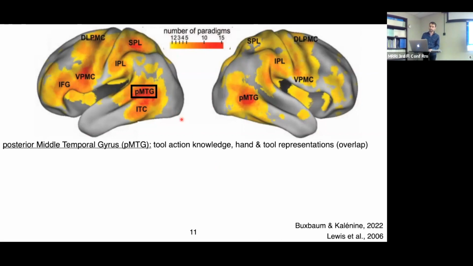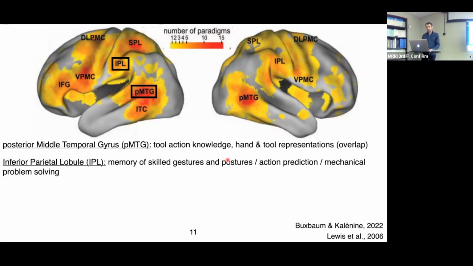The first one that I'm going to talk about is the posterior middle temporal gyrus. That is associated with tool action knowledge, and in this part of the brain there is also an overlap with tool representation, and that might explain why this part of the brain might process tool action knowledge.